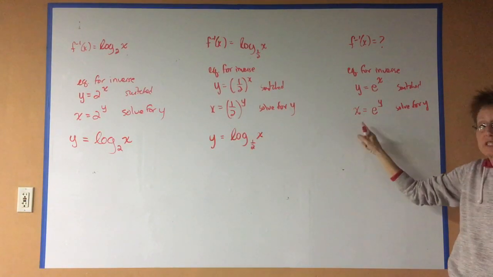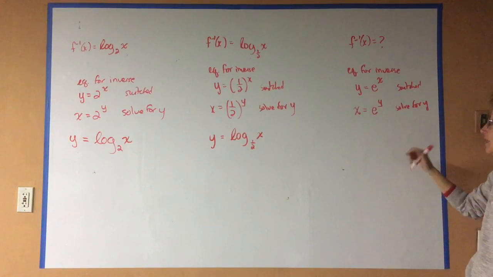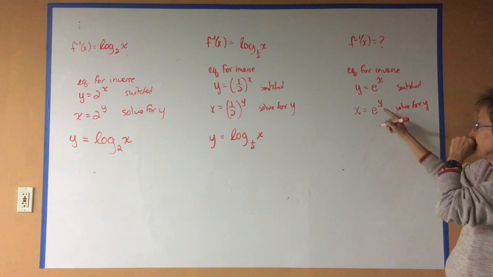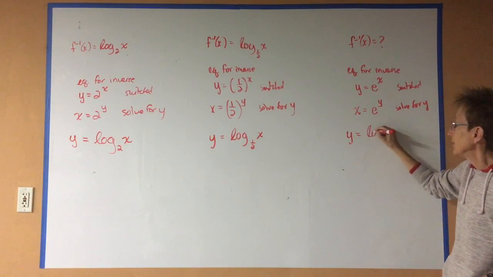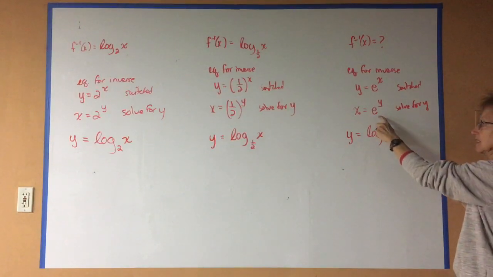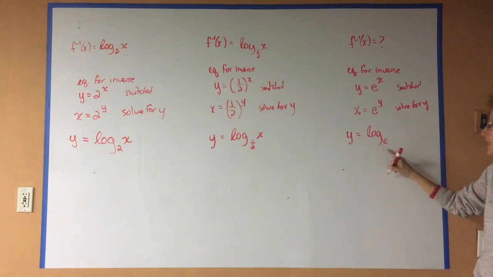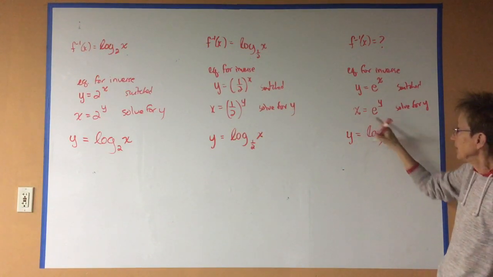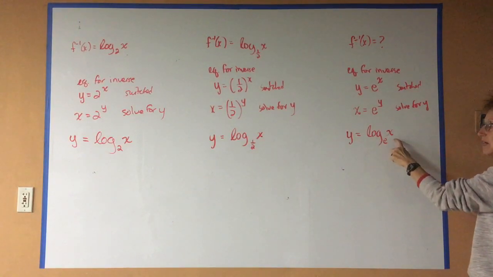So now I can use the definition that relates an exponential equation to a log equation, and it says that the exponent becomes the answer, so y equals, I write down log, the base of this exponential equation is the base of the log, so log base e, and the argument is what used to be the answer, so y equals log base e of x.